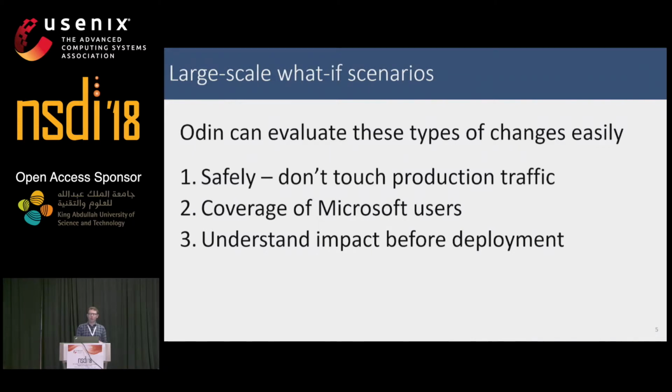So during this talk, I'll show you how Odin can be used to evaluate changes like the IPv6 example easily and continuously as part of routine CDN operations. We can also do this safely, so we don't need to touch production traffic, and we get coverage of the users we actually care about, which are Microsoft users. This allows us to understand the impact of a change before deployment so that we can address any issues. So evaluating CDN changes like the IPv6 example is just one type of measurement challenge that Odin helps to solve.